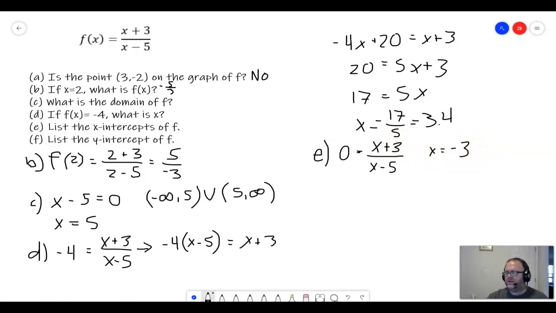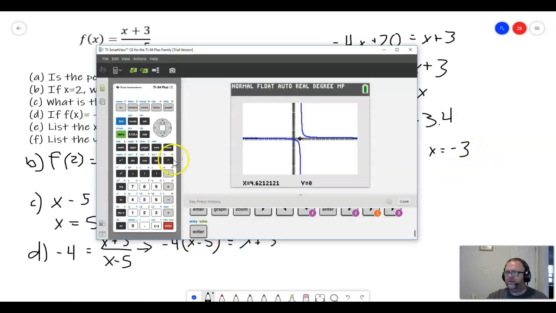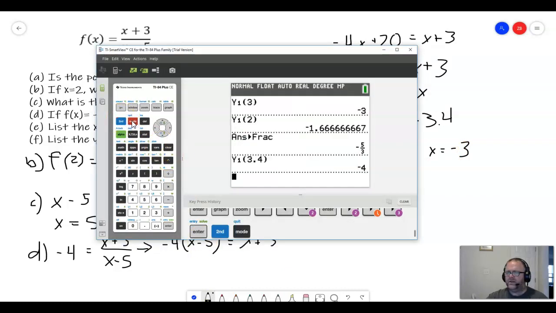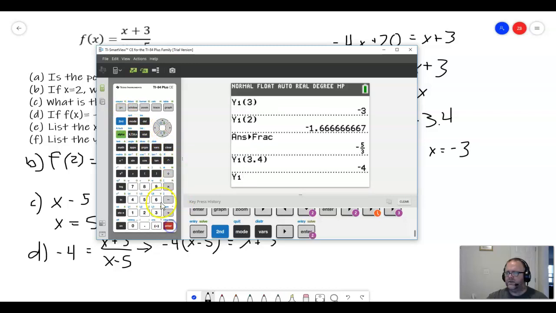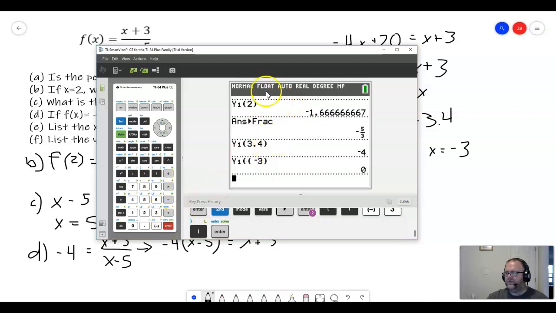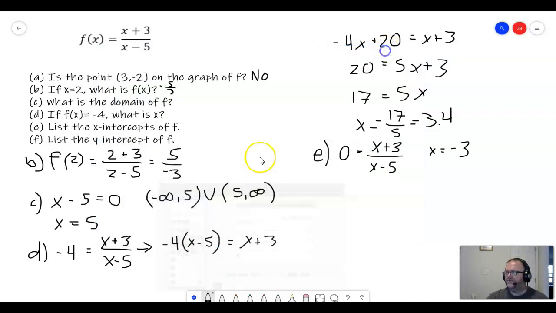And I can actually go and check it again in my calculator. Let's do that. So I'm going to go back to my vars and evaluate this at negative 3. And we should get a 0 back, which we do. Put an extra parenthesis in, but it worked. All right, so that's my x-intercept. My x-intercept here is negative 3, 0.